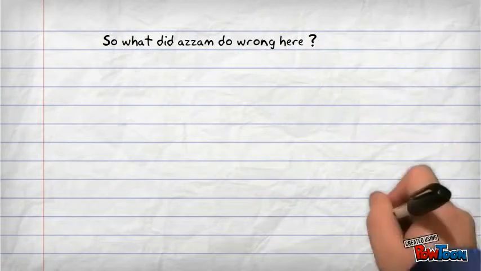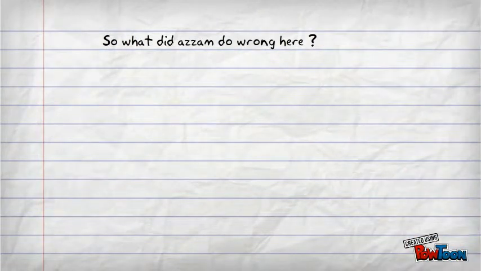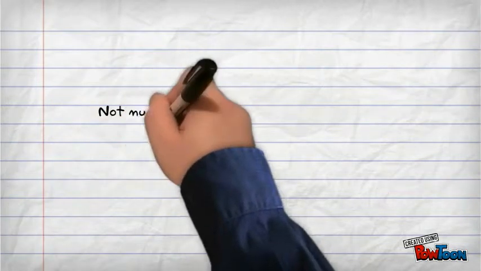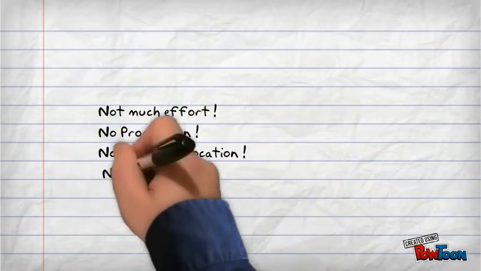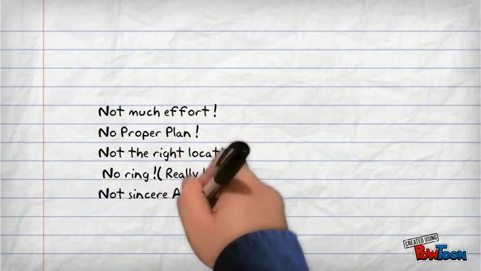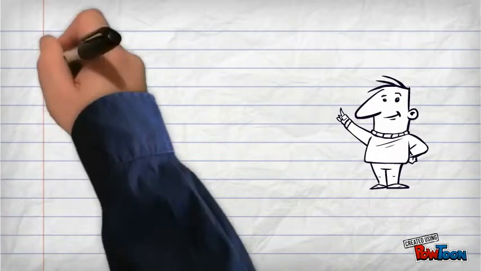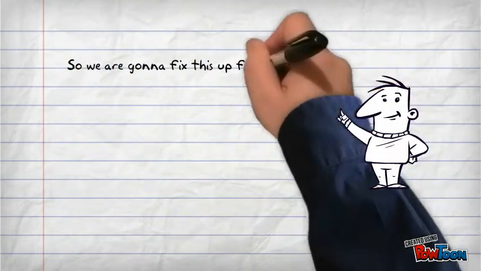So what caused the slap? Assam tried to jump the gun and propose to Lisa on the go without any proper planning. He didn't show any effort, he didn't choose the right location, and he didn't even bother to buy a ring. There was no sincerity, and he was a mess. It all comes down to proper time management. Assam was just slapped because he didn't plan properly.